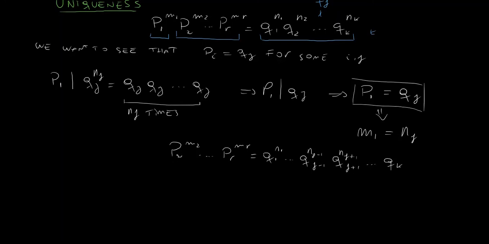But now we can repeat this process with p2. And so we get that for every i, a subindex that goes from 1 to r, there exists another subindex, j, that will go from 1 to k, such that pi equals qj, and mi will be equal to nj. And we were able to prove uniqueness because these two representations are the same.